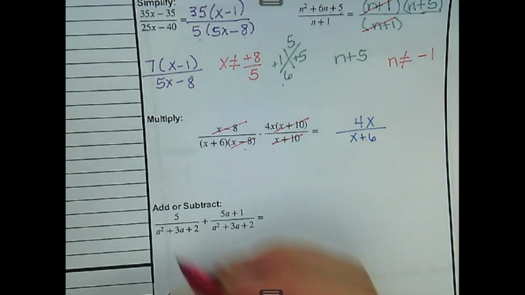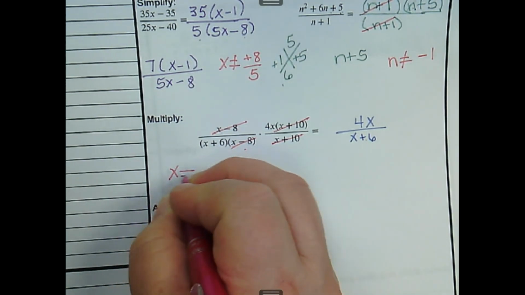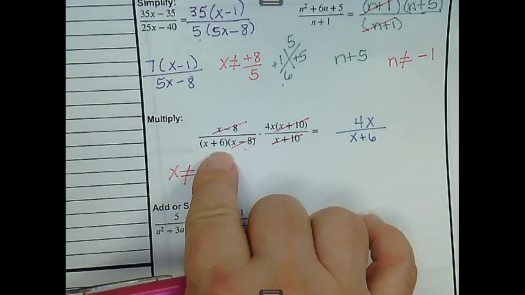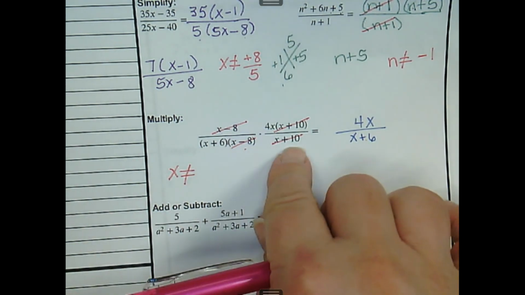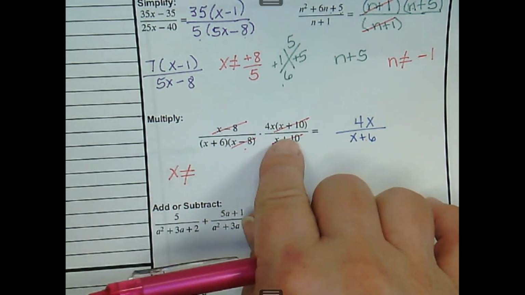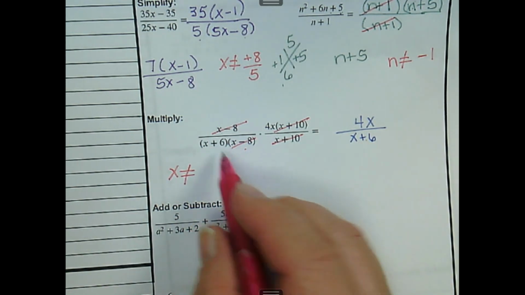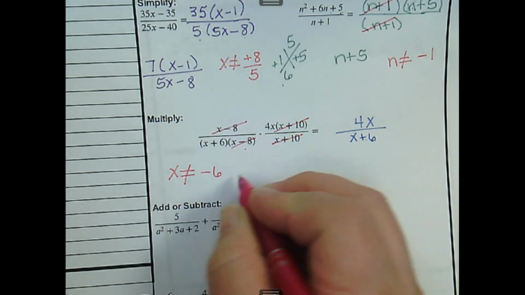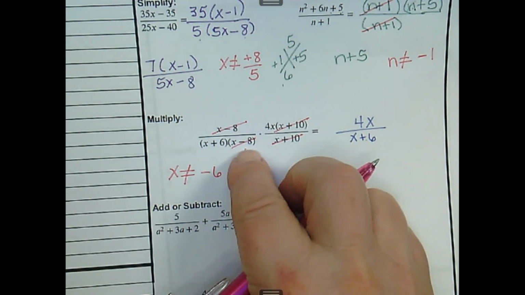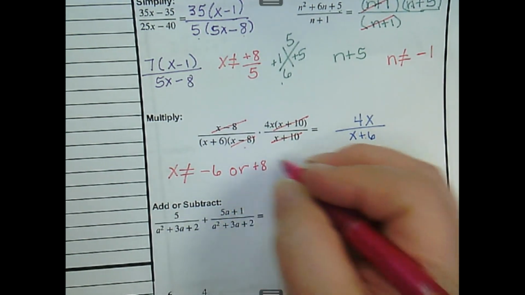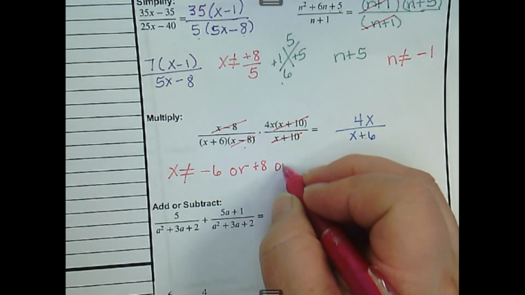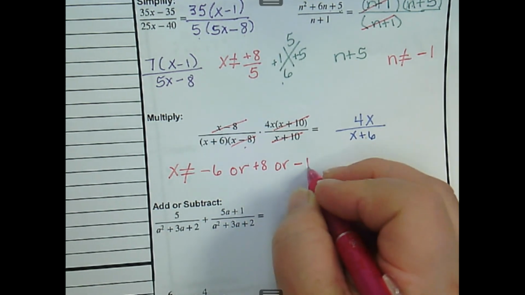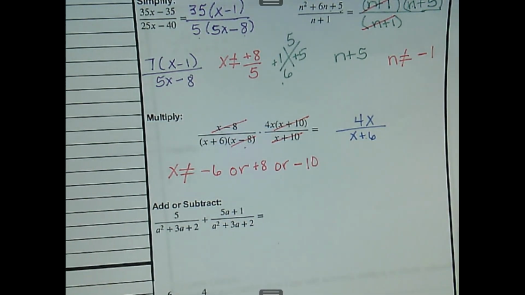What can x not be equal to? I have 1, 2, 3 constraints. I go back to my original problem. The opposite of 6 is negative 6, the opposite of negative 8 is positive 8, and the opposite of positive 10 is negative 10. So it can't be negative 6, negative 10, or 8.